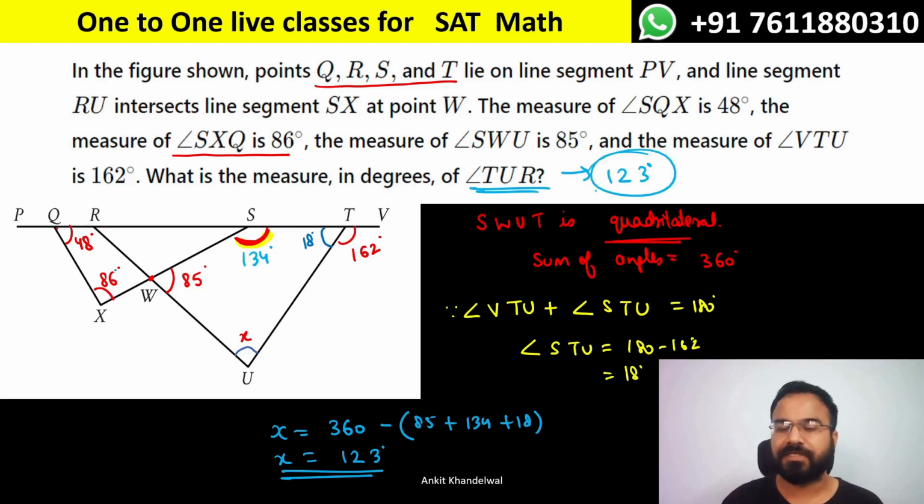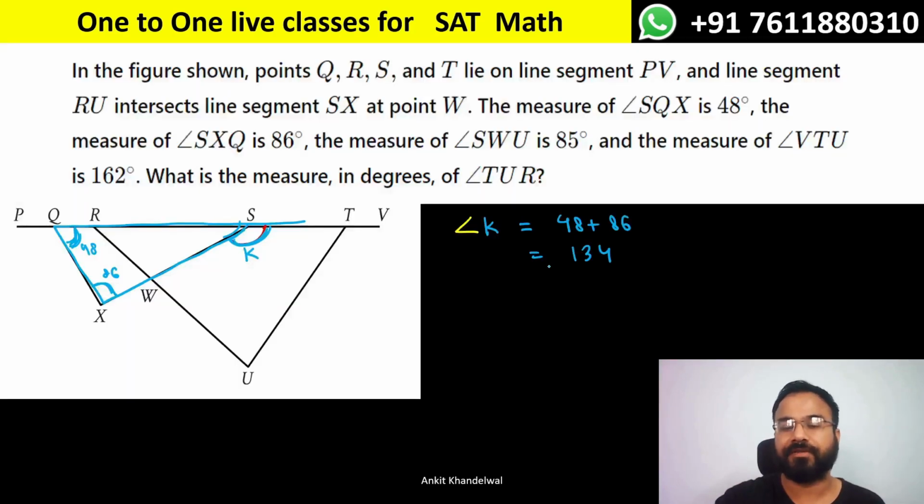So very basic concepts. We have used the external angle of a triangle, linear pair, and the last concept we have used is the sum of all angles in a quadrilateral, which is 360 degrees. So the final answer is 123 degrees.